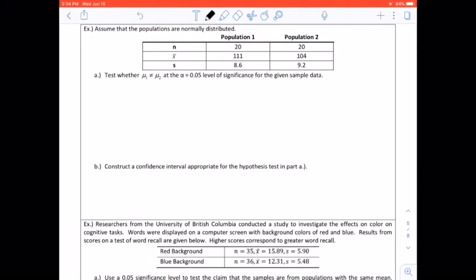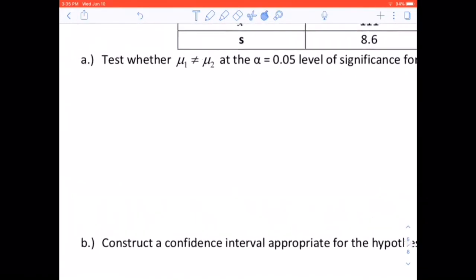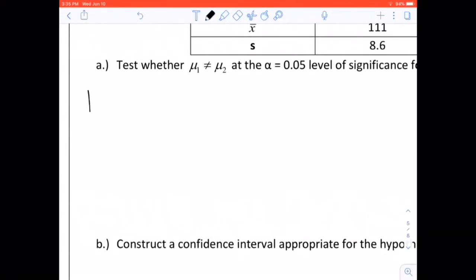The example says, assume that the populations are normally distributed. We have population 1 and population 2, with the sample size, the sample mean, and the sample standard deviation given. Part A says to test whether mu1 is not equal to mu2 at the alpha equals 0.05 level of significance for the given sample data. In order to do this, we need to come up with our null and alternative hypotheses, so H naught and H1. Since we know what we're testing, go ahead and put that in. And then your null is going to be that they are equal to one another.